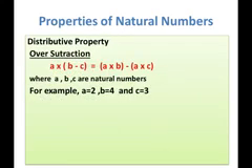Now distributive property over subtraction. A into (B minus C) is equal to (A into B) minus (A into C), where A, B, C are natural numbers. Now to prove this, we will take an example. A equals 2, B equals 4 and C equals 3.